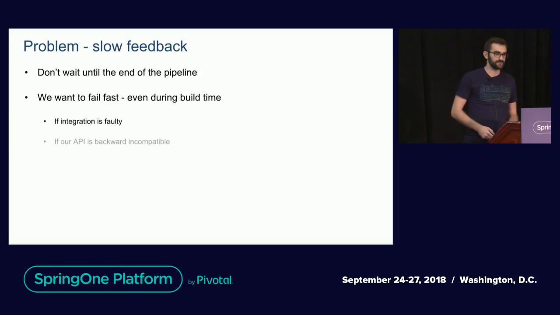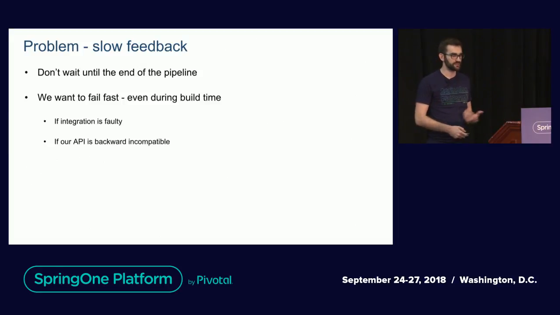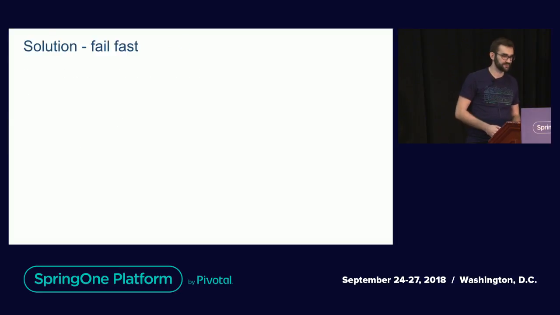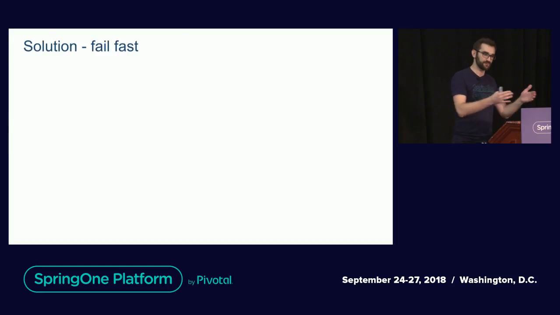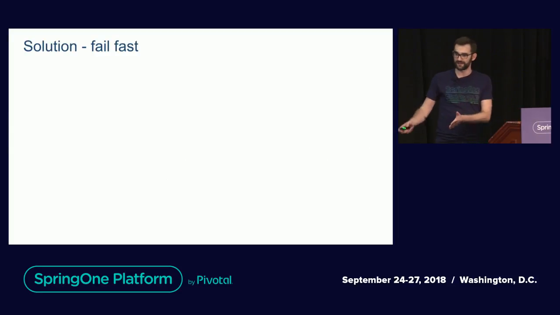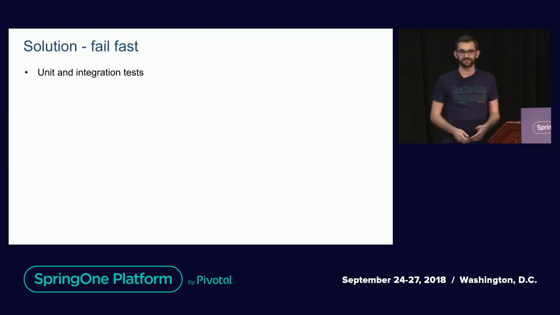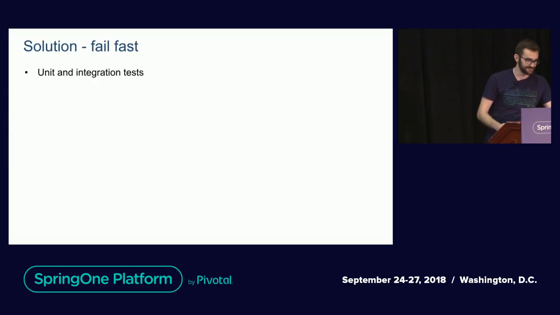So if integration is faulty, or if the API is changed in a backward incompatible way, we want to verify this during our build. So there's a Captain Obvious solution to this. If the problem is slow feedback, you should fail fast. Nothing special, unit and integration tests, you all do it. Actually, I'm pretty sure that you don't write a single line of production code without a test. Like everybody does it like this? Okay, not a single person, that's unexpected.